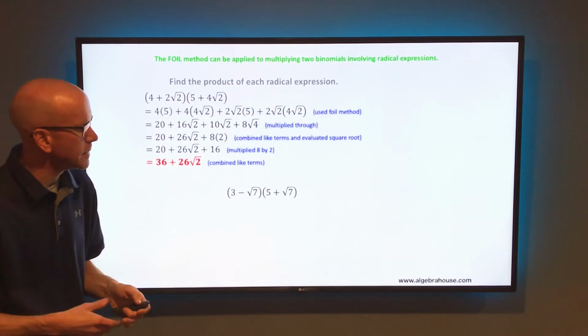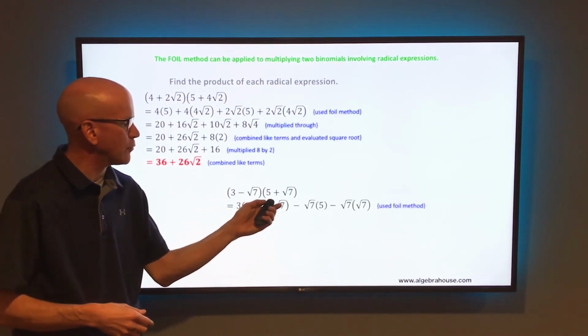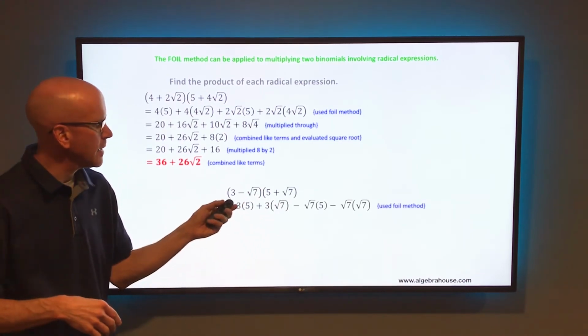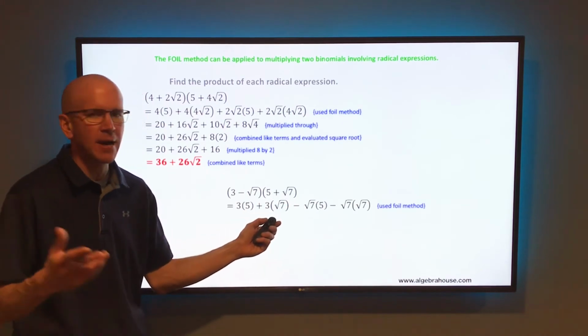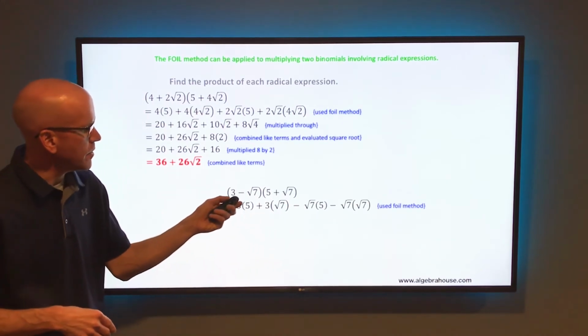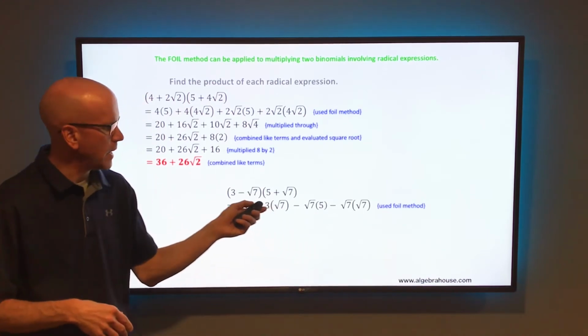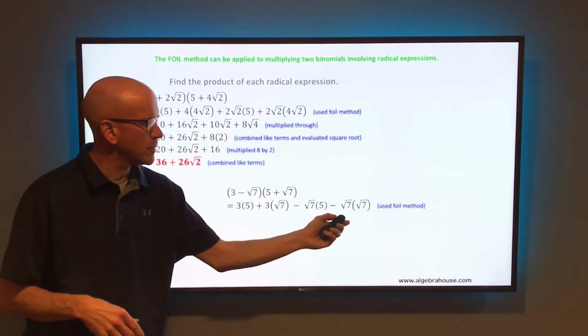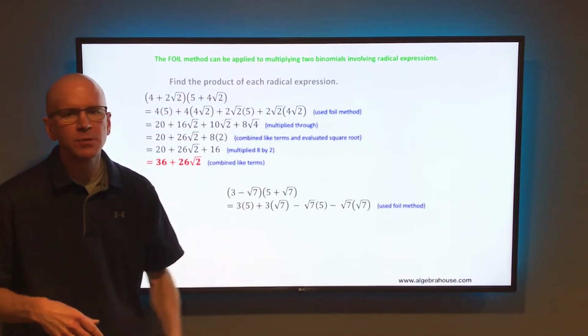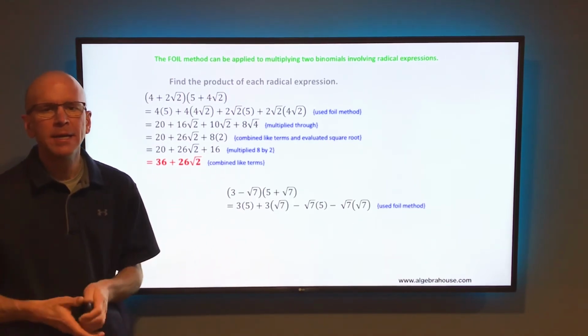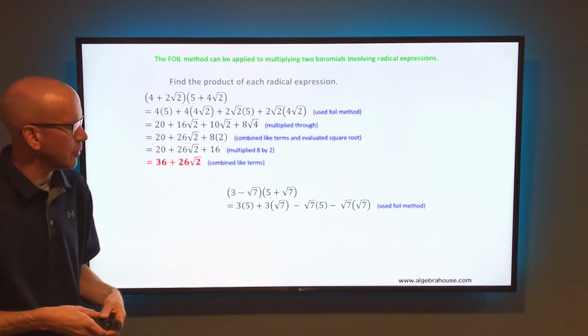Watch your signs. So if you take 3 times 5, or the first terms of the FOIL method, then 3 times the square root of 7, the outer terms of the FOIL method, then negative square root of 7 times 5, the inner terms of the FOIL method, and negative square root of 7 times the square root of 7, those would be the last terms of the FOIL method. So either distributive property or FOIL method, it's the same thing when you're multiplying two binomials.